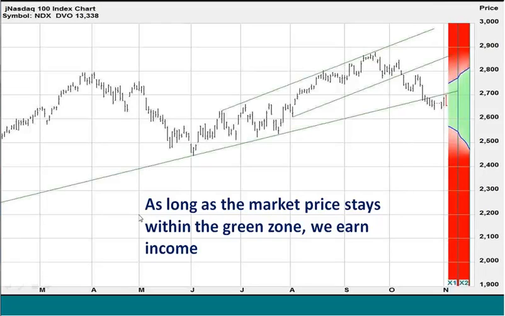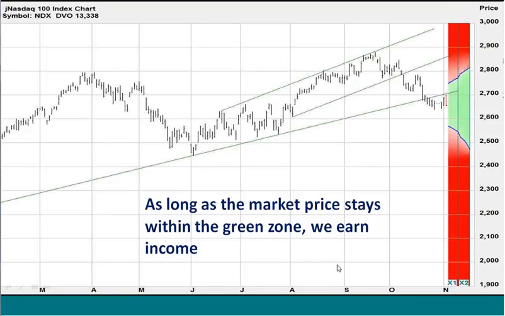Okay, so anyway, as long as the market price stays within the green zone here, that's where we make money. So I mean, just look at this chart, and do you think that's plausible? I mean, do you think it's possible based upon these price bars? Where they've come from, where they're going. This price chart goes back to March of this year, pretty much.